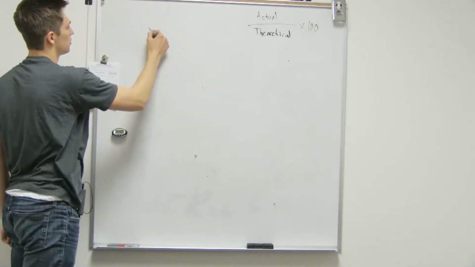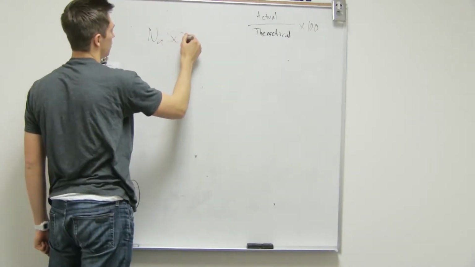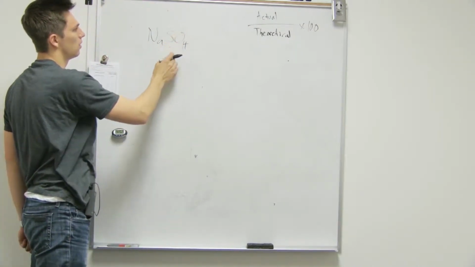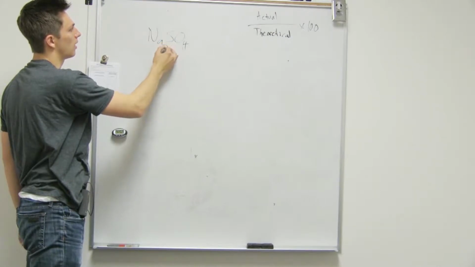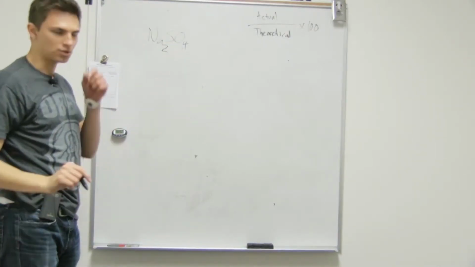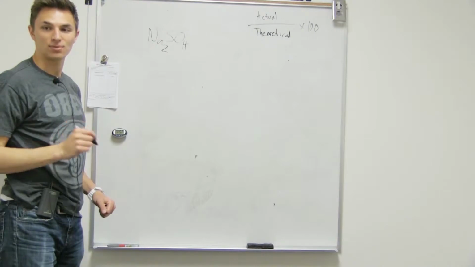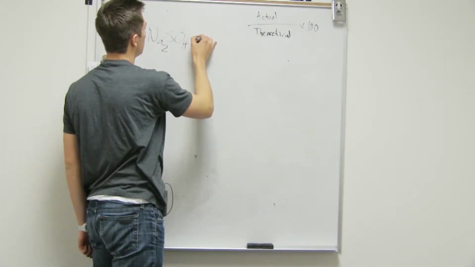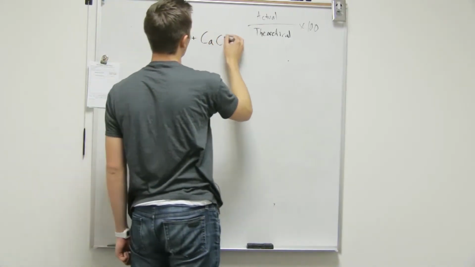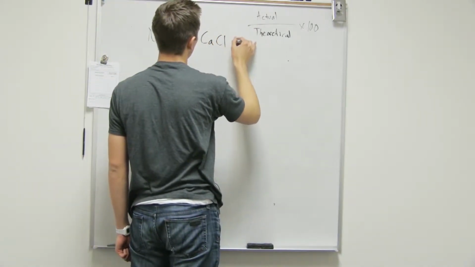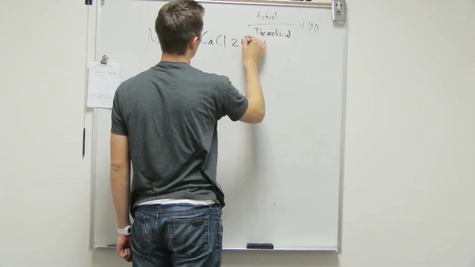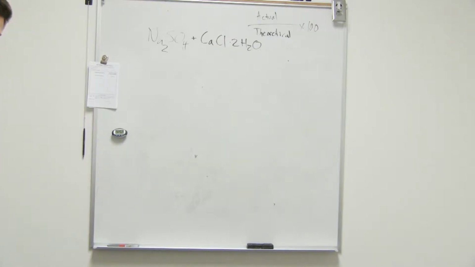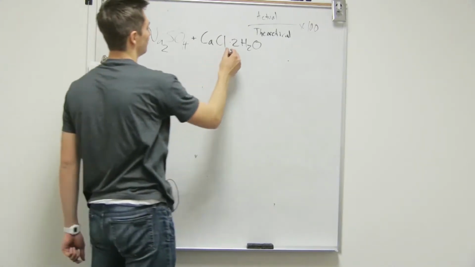So sodium sulfate. What was it? Na2, because it's in the first column. Good job. And then what else? Plus calcium chloride dihydrate, so times 2. And Cl2. Yeah, you're right. You're on a roll.